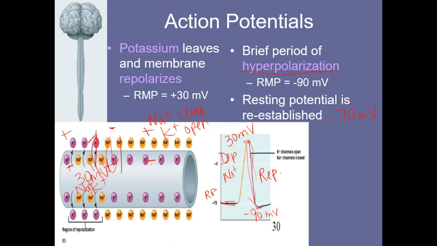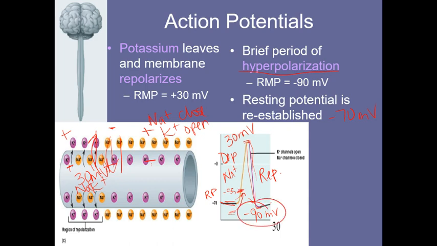Why can't it just stay at negative 70? Think about threshold, right? Think about what would happen if it stayed down here. Negative 55 is my threshold. I have to reach that if I really want to send that impulse. Otherwise, that impulse just dies out. Well, if I start all the way down here at negative 90, I've got that much more territory that I have to cover to even get to threshold.